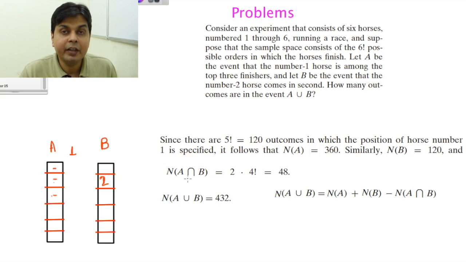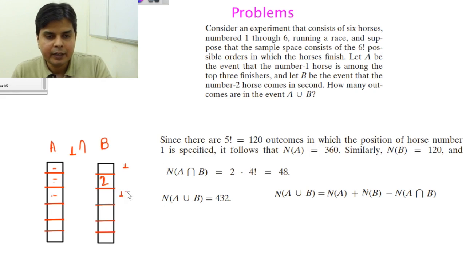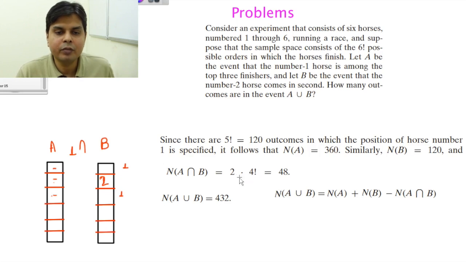Okay, now what is A intersection B? A intersection B means that horse number 2 has to be in second position, and horse number 1 can be here or it can be here. So there are 2 possibilities for horse number 1. So this is 2, and the remaining 4 horses can be rearranged in factorial 4 ways. So 2 into 4 factorial is 48. Now using n of A union B is equal to NA plus NB minus NA intersection B, I can find that NA union B is 432.